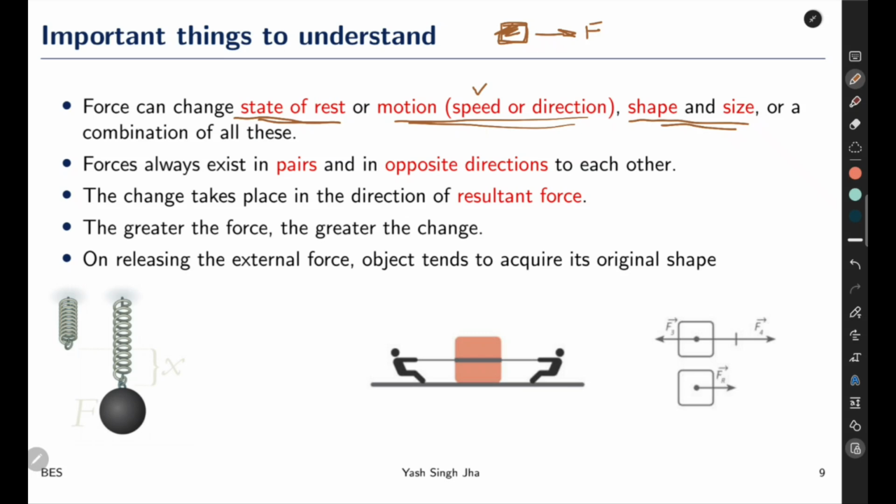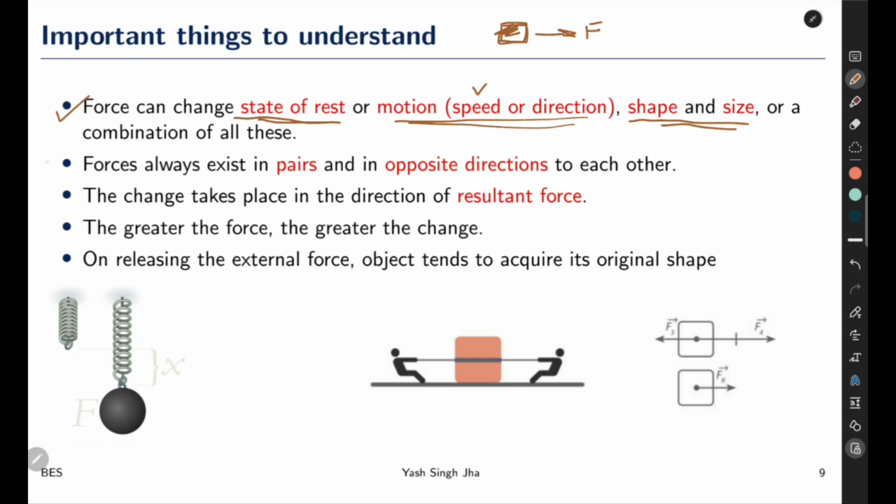Direction, how can we change the direction? We see it all the time on a football ground. A football is moving in a certain direction, and when a player kicks it in a different direction, the ball changes direction. Or in billiards, badminton, etc. What else? It can change the shape and size. We saw that when we compress a sponge, the size and shape of the sponge changes. Either these can happen individually or all can happen together. That is what force does.